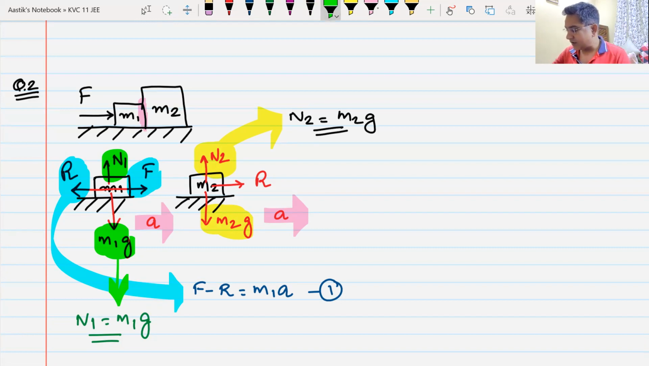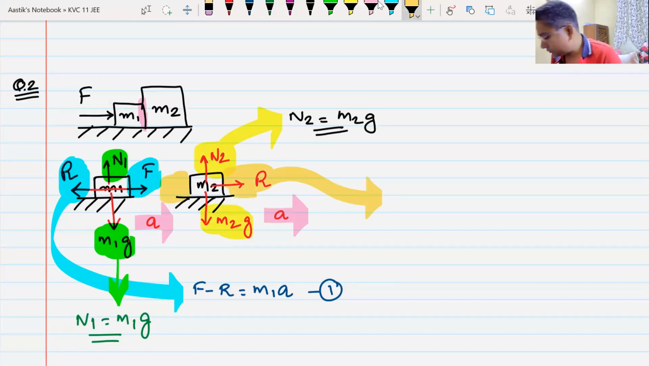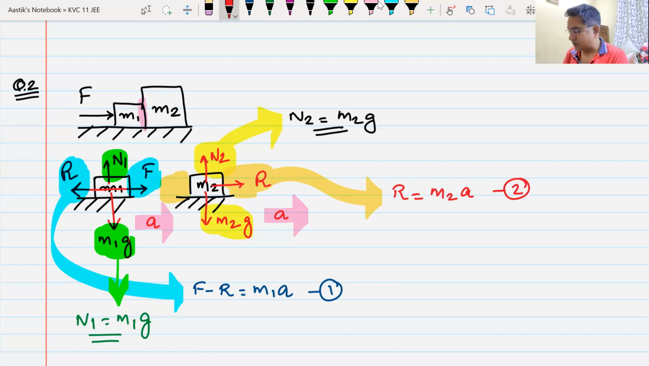Let me call it the brown equation. R is forward, there is nothing on the backward side, and acceleration is forward. What will be this equation? R is equal to M2A. Let me write it down. R is equal to M2A. Let me call this equation number 2.